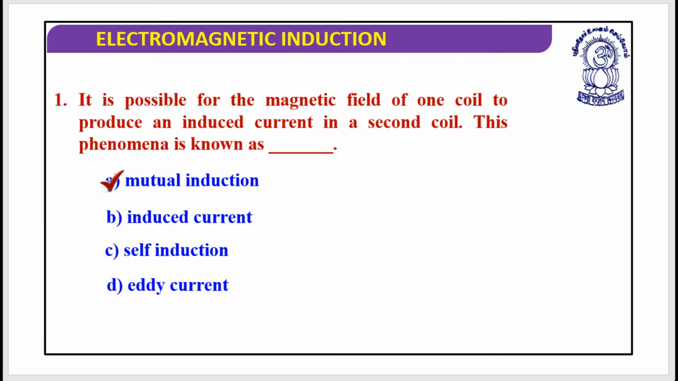The first question says that it is possible for the magnetic field of one coil to produce and induce current in a second coil. This phenomenon is known as, yes, mutual inductance. Current is passed through one of the coils, and due to this current, inductance has been linked to the other coil. This is the mutual inductance.